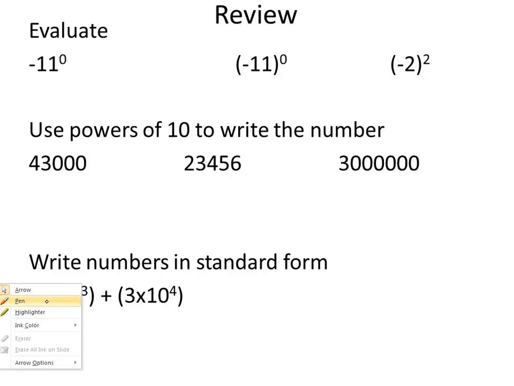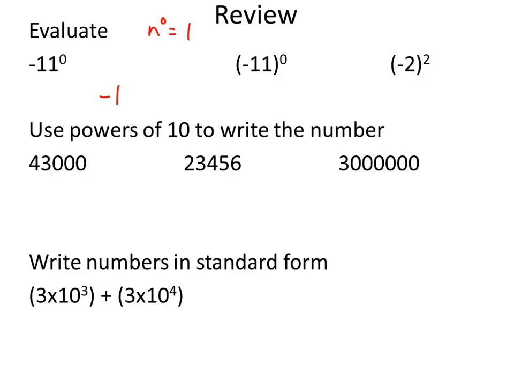The rule said anything to the power of 0 is just going to equal 1. So it said something like n to the power of 0 simply equals 1. Okay? So we're going to evaluate, or you could put it on pause and try to answer all these questions. We're going to do these ones right here, looking at negative 11 to the power of 0. The answer to this one is going to be negative 1.